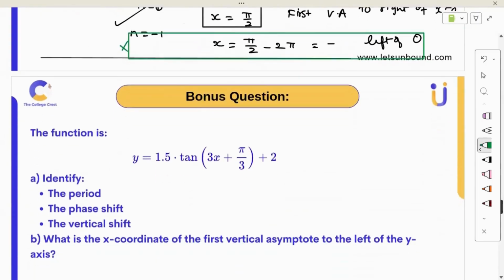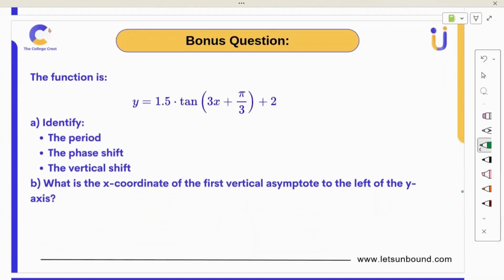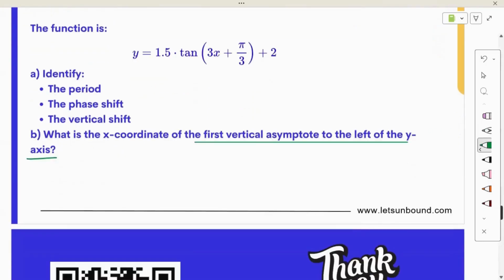And yes, I have a bonus question, as you can see here. Take a screenshot, solve it on your own. Identify period, phase shift, vertical shift, and also find the x-coordinate of the first vertical asymptote to the left of the y-axis. Right? So try this, and that's the wrap for this video.